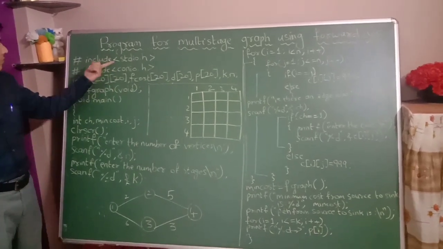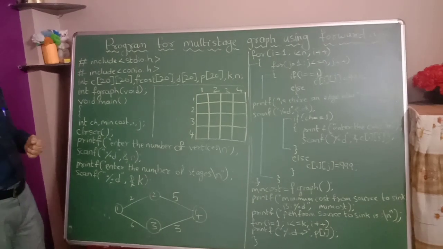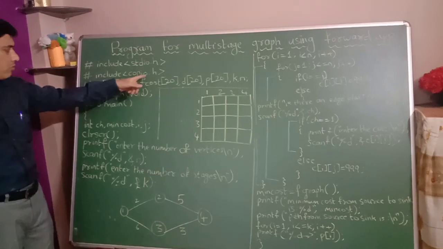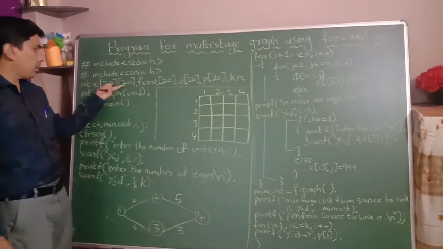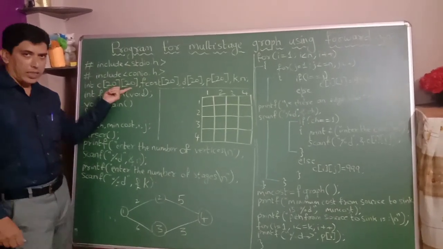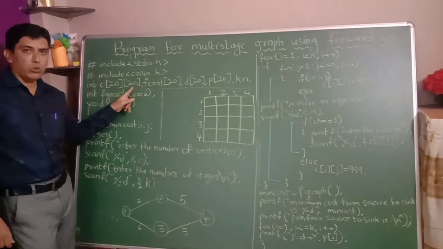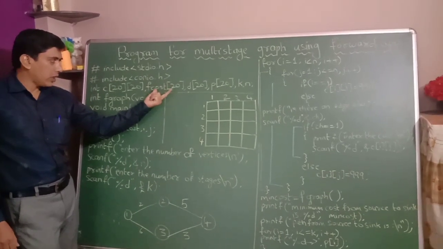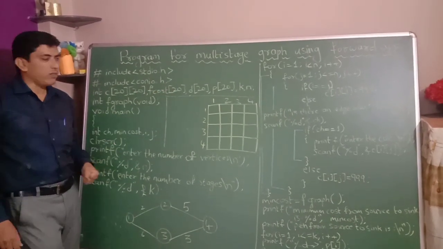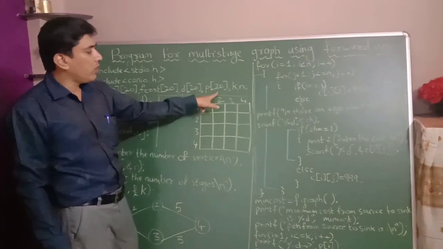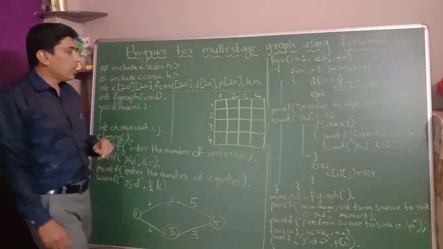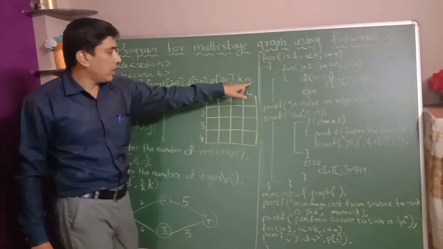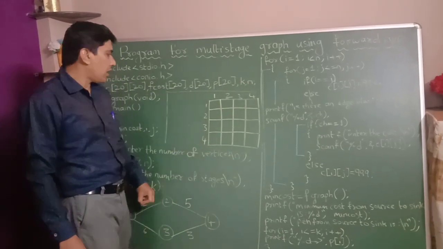I have included stdio.h for input output. I have included conio.h for console input output. I have taken a double dimension array called C of 20x20 to store the cost adjacency matrix. I have taken single dimension arrays called fcost of 20, d of 20, p of 20, and the variables k and n. So k is the variable to hold the number of stages in the graph, and n is to hold the number of vertices in the graph.